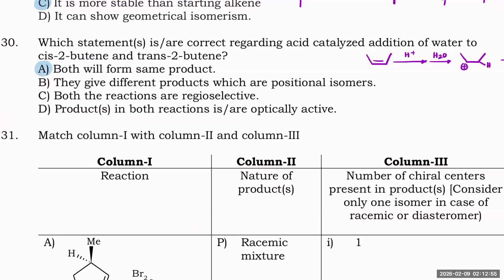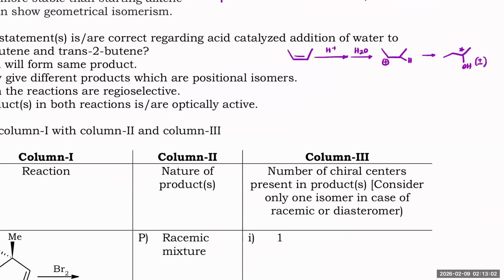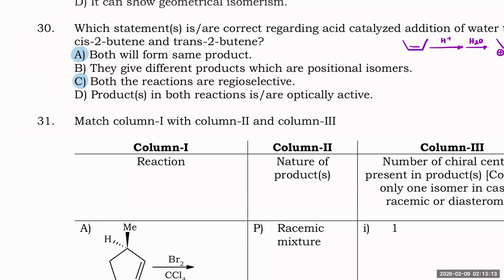Second, they give different products. No. Both the reactions are regioselective, which is correct because I could make OH on this position or I can make OH on this position, but we are choosing the second position. Therefore, this is regioselective. And products in both of them are optically active? No.